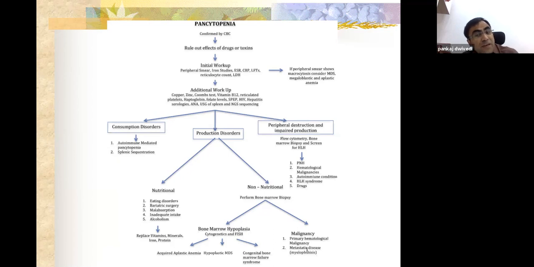Coming to the peripheral destruction, there are causes where both peripheral destruction is increased and production is also low. For example, paroxysmal nocturnal hemoglobinuria or hematological malignancy. For example, in acute leukemia there are so many blasts that normal cells are not produced, and whatever normal cells are there are breaking down, in autoimmune conditions, HLH syndrome, and a few drugs. This is the crux of the whole presentation.